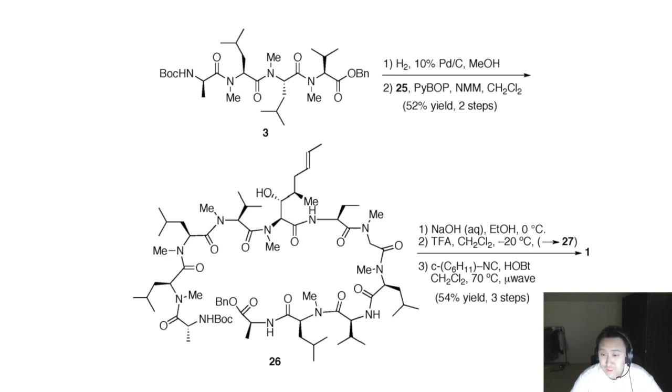The same isonitrile method also applies for cyclization. HOBt and microwave radiation at 70 degrees Celsius was used to generate our final product, cyclosporine.